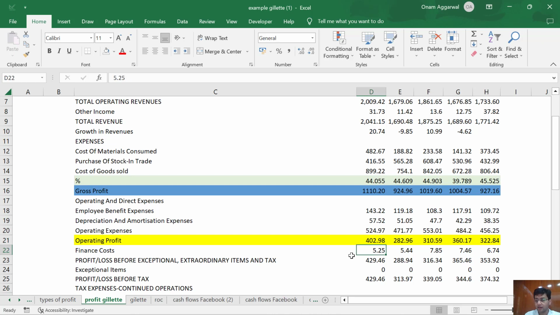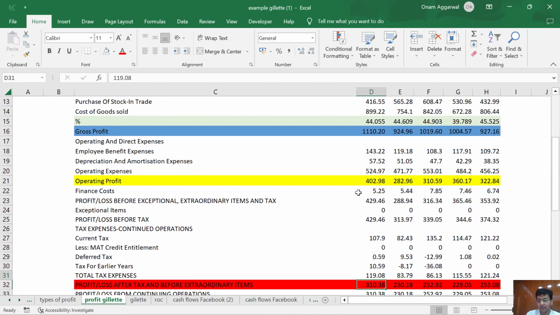From there, you deduct what? You deduct your finance cost. Finance cost basically means other expenses which are not part of your operating cost. And this is 5.25 crores. And what is the other income? This 31 crores. This is the income which was other than the operating revenues. So what you will do to calculate profit before tax is simply take operating profit, deduct this 5.25 crores, that is your other expense, and add your other income of 31 crores. And what do you get? You get profit before tax of 429 crores. Now on this profit before tax, you have to pay tax. That tax is around 119 crores. And your net profit, that is profit after tax, is 310 crores.